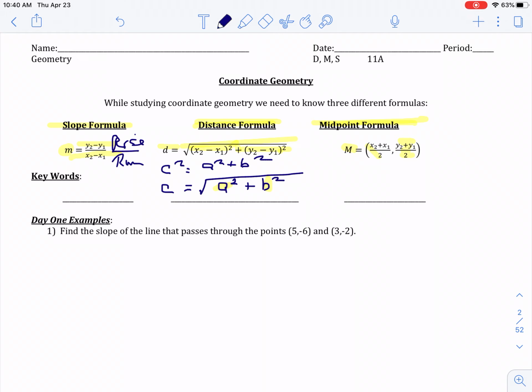Okay? So what are the key words? Your slope is your slant, or your rise over run. Your distance is your length from one point to another, how far, and your midpoint is what is the middle. Or if you're bisecting something, where does it get bisected? It gets bisected at the middle.